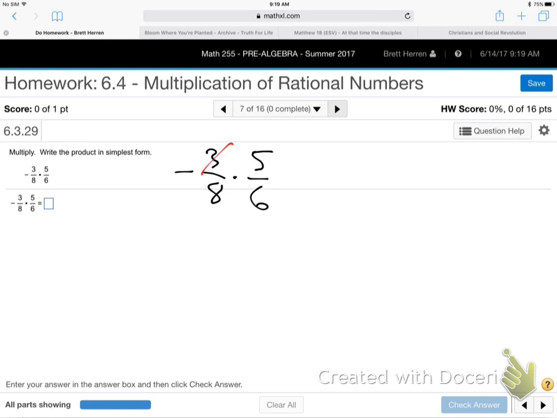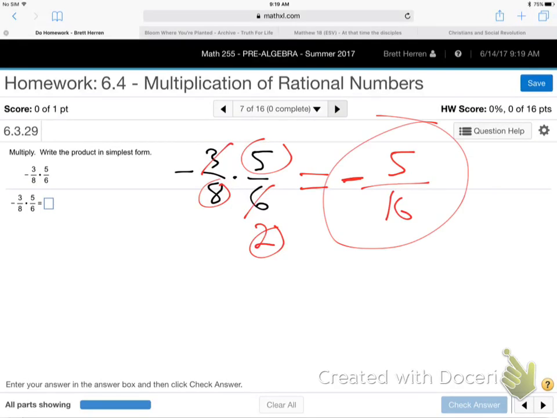So 3 goes into 6 2 times. And then 5 and 8 can't cancel. So then we just go straight. 8 times 2 on the bottom is 16. 5 on the top, and it's negative, wherever you want that negative. Top, bottom, front, it's all the same. So there it is, negative 5/16. Good? Questions on that one?